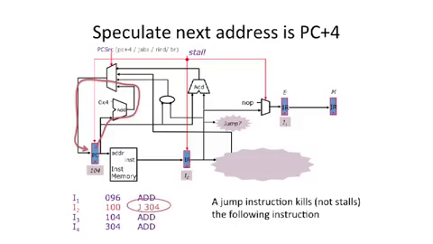So this jump, if we speculated PC plus 4, we went and fetched instruction 3 here, which is at address 104. But the jump says we're supposed to go to 304. So this instruction is not even supposed to execute. So we need some mechanism to kill instructions in the pipeline, kill live instructions in the pipe. So how do we go about doing this?